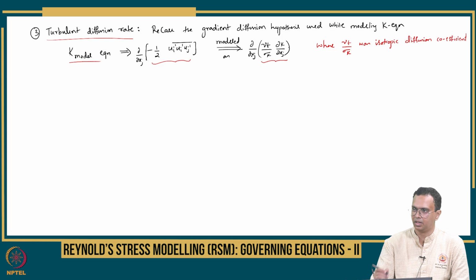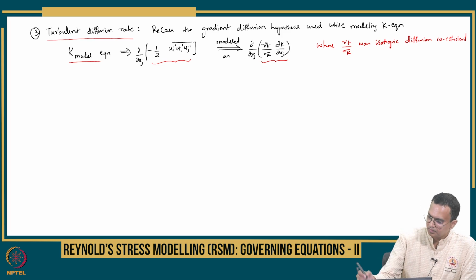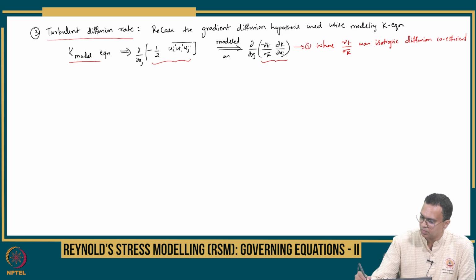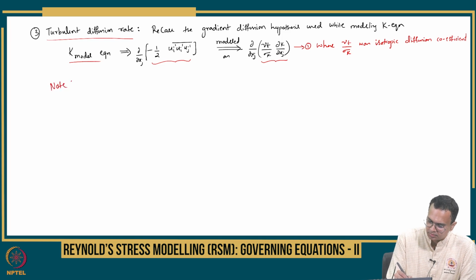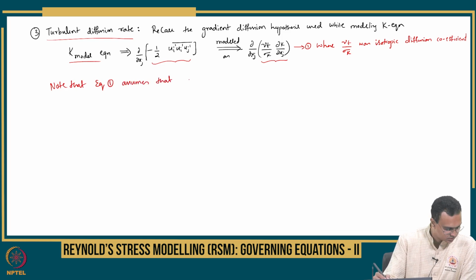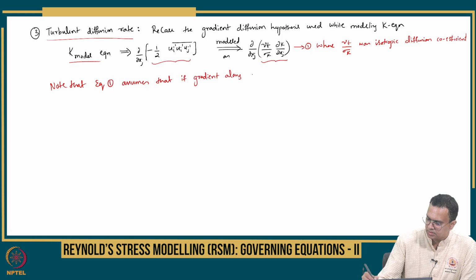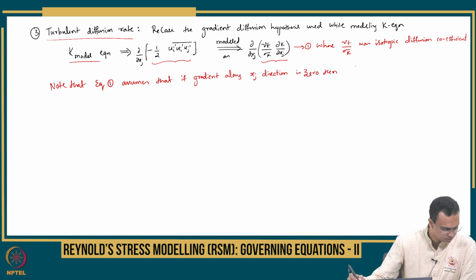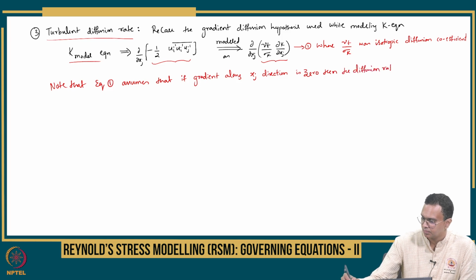To save that, we have another option here. Let's call this equation 1. Note that equation 1 assumes that if the gradient along the xj direction is 0, then the diffusion rate is 0.